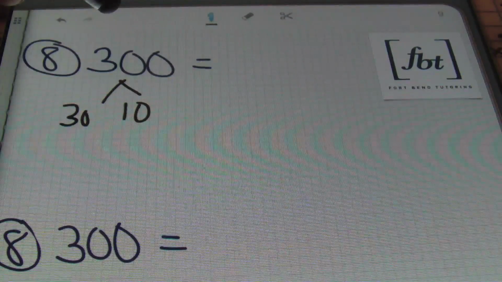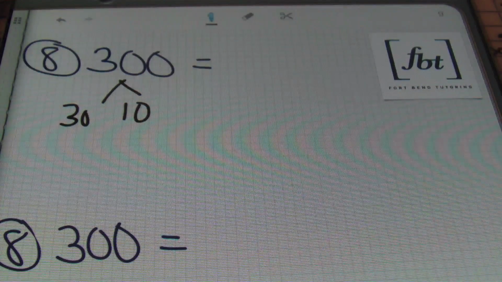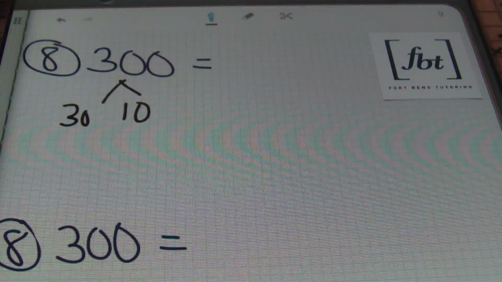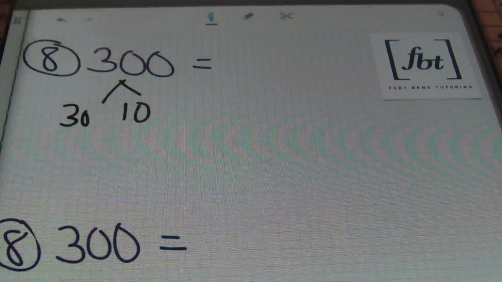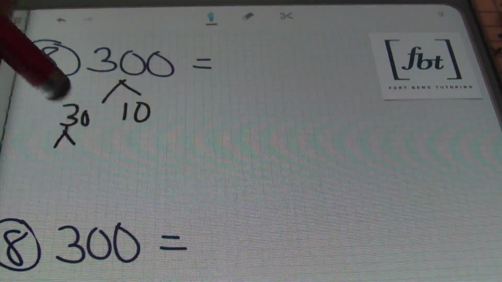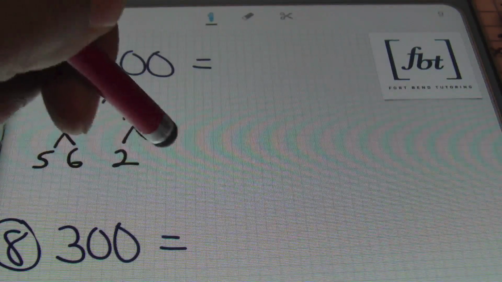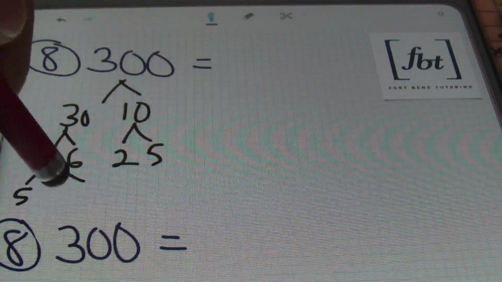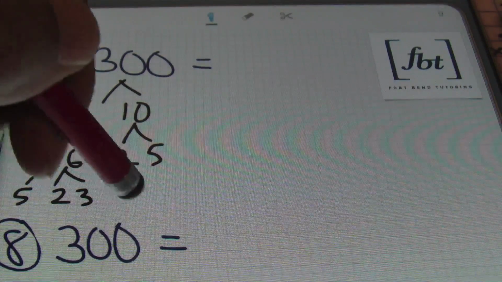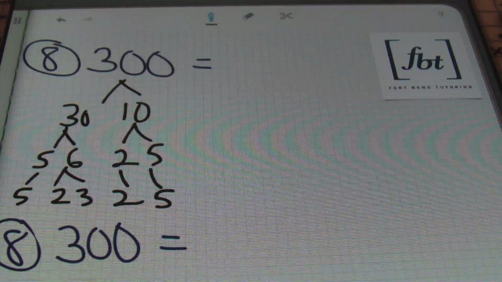You can use your own knowledge base to figure out what numbers you want to use. You could have used 3 times 100. You could have used 50 times 6. There are different factors out there that you could have used, but I chose 30 times 10. So then I will be breaking down this 30 into 5 times 6, breaking down the 10 into 2 times 5, and then I'll bring down this 5. I'm going to break up the 6 into 2 times 3. This will be a 2 coming down and a 5 coming down. So that's my prime factorization right there.